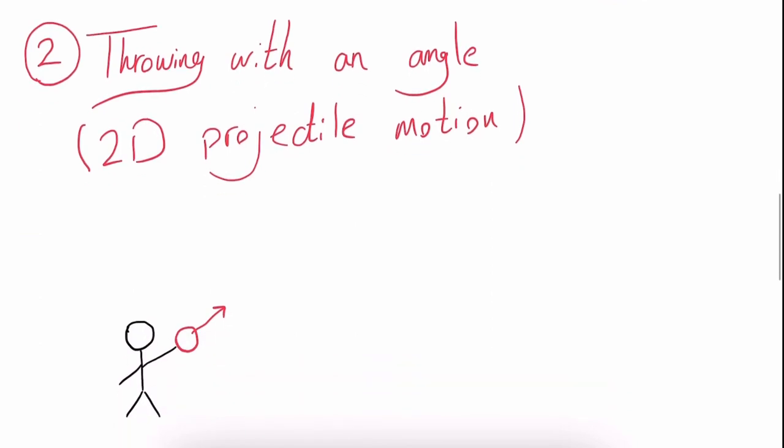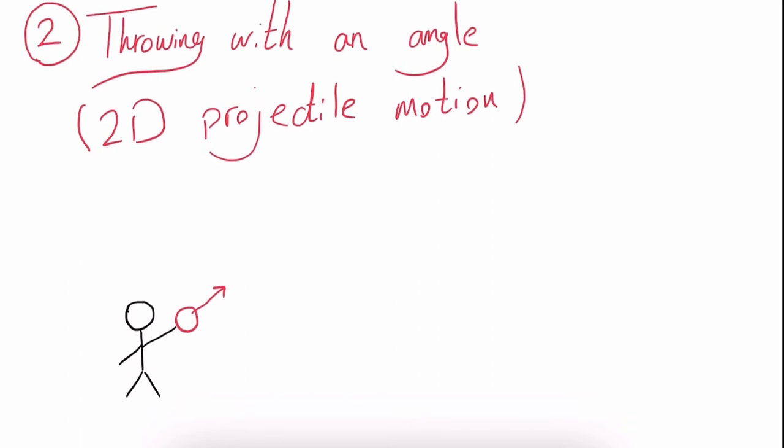The second case of these problems is throwing a ball with an angle. And these problems are often called 2D projectile motion problems. What are these problems? In these problems, we throw the ball with an angle to the ground. We don't throw it up vertically. And therefore, the ball will go up until a certain point, and then it starts falling back down, and in the meantime, it's going forward until it hits the ground again.